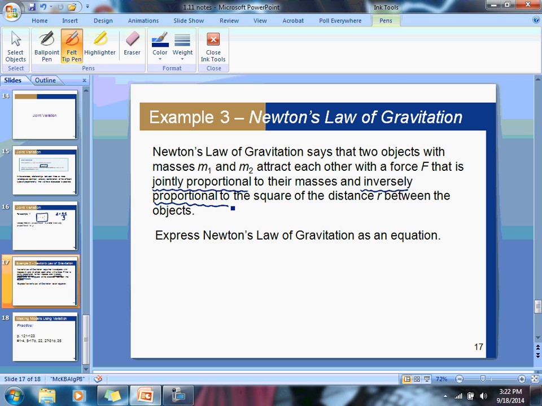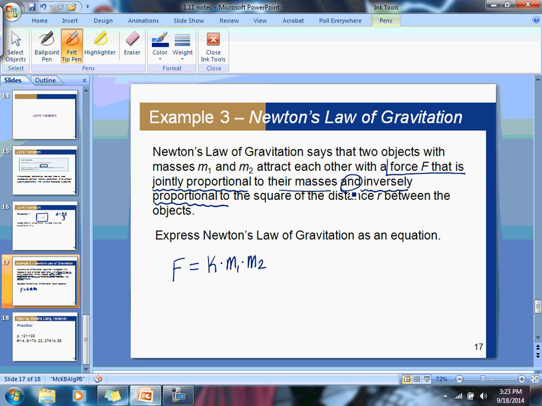Okay, so let's read through it again. Newton's law of gravitation says that two objects with masses attract each other with a force that is, okay, so here we go. Here's where we're starting. We're starting with the force right here. The force is jointly proportional to the masses. Okay, so force, let's use F, is jointly proportional to their masses. So I need my constant in there. And then I'm going to multiply by their masses, and they call the masses M1 and M2. So I have a joint relationship there. So remember, that's all multiplication.